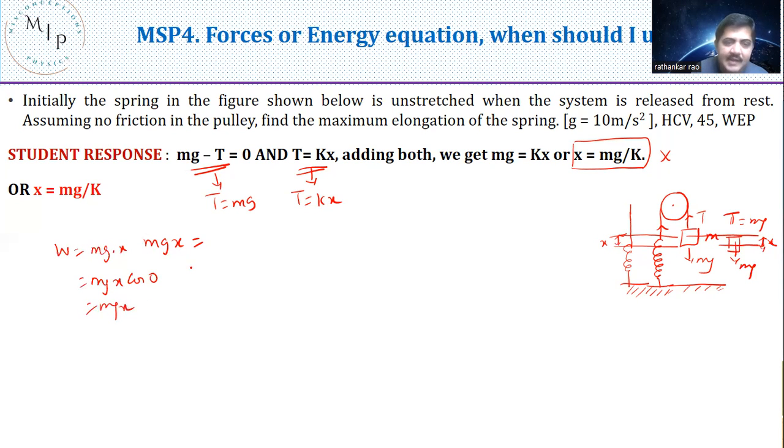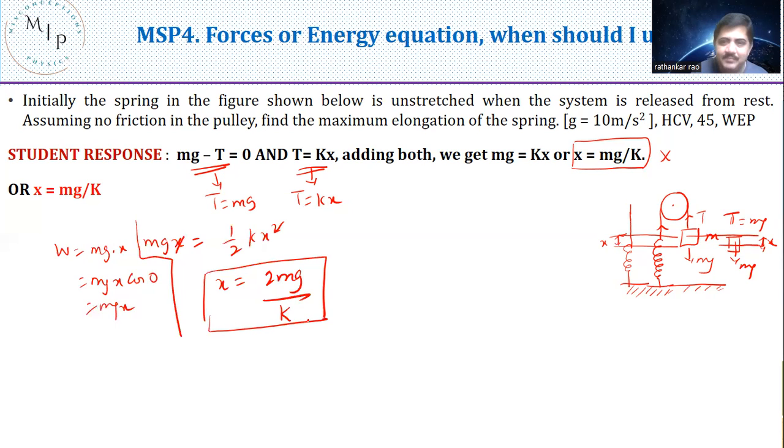This mgx should be equal to... Now what has happened? You have done some work. Now at the expense of what? Some energy has been given, has been stored over here. So this energy is nothing but the spring energy, which should be equal to half kx square. Okay, half kx square. Thus what I can do is I can cancel this x over here, and thus I can write... What do I need? I need to get the value of x. So x should be equal to 2mg divided by k. This is the right solution.